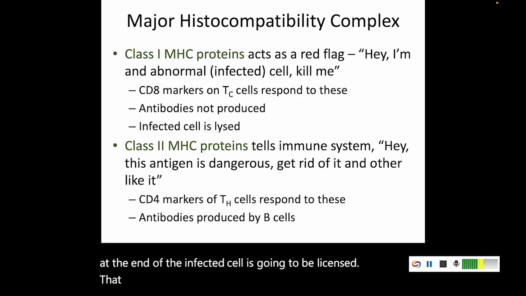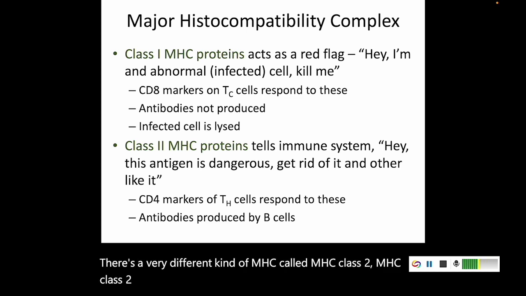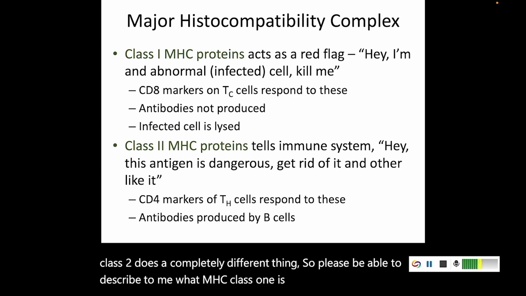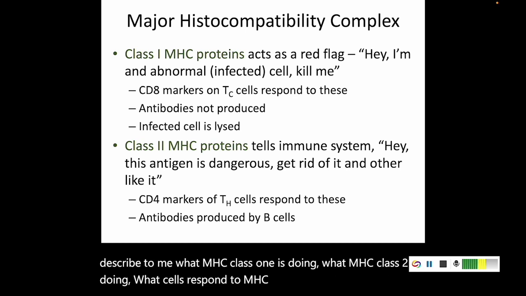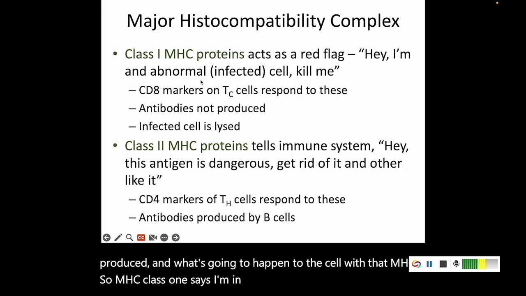That's MHC class 1. There's a very different kind of MHC called MHC class 2. MHC class 2 does a completely different thing. So please be able to describe to me what MHC class 1 is doing, what MHC class 2 is doing, what cells respond to MHC class 1, will antibodies be produced, and what's going to happen to the cell with that MHC. So MHC class 1 says I'm infected, so the cell is killed by a cytotoxic T lymphocyte.